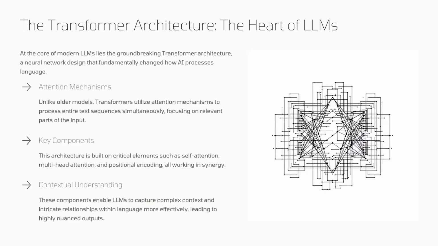So here, the transformer architecture, the heart of LLMs. At the core of modern LLMs lies the groundbreaking transformer architecture, a neural network designed to fundamentally change how AI processes language. Attention mechanism, key components: this architecture is built on critical elements such as self-attention, multi-head attention, and positional encoding, all working in synergy. Contextual understanding: these components enable LLMs to capture complex context and intricate relationships within language more effectively, leading to highly nuanced output.